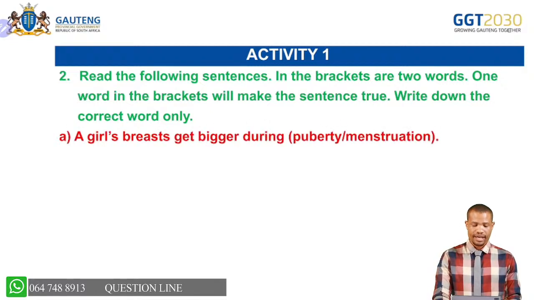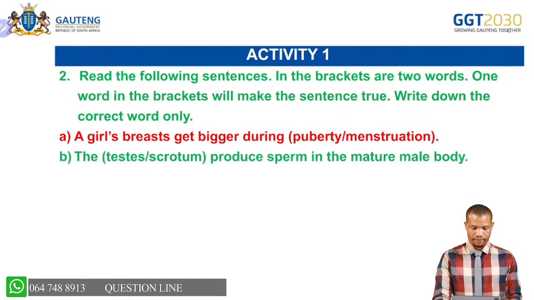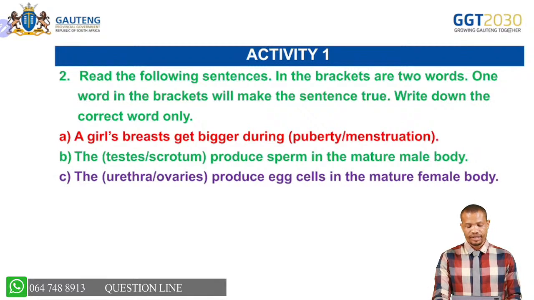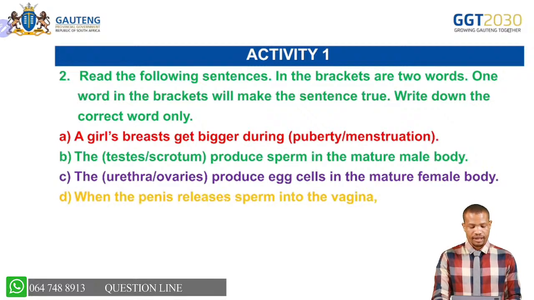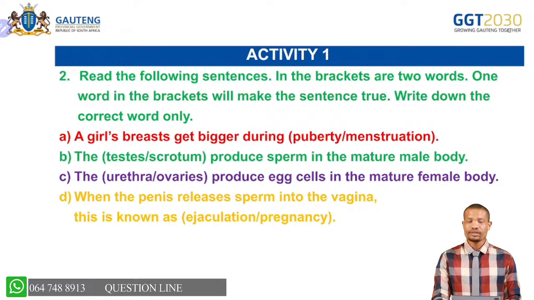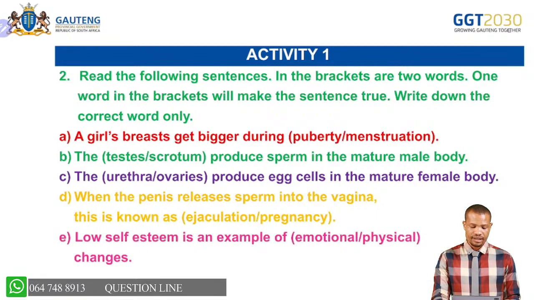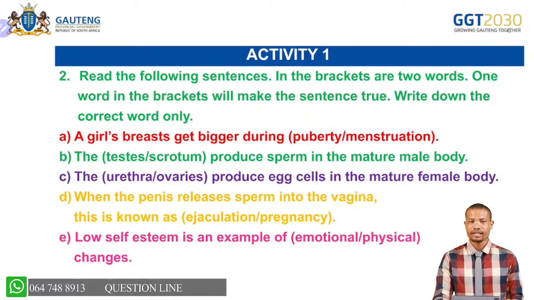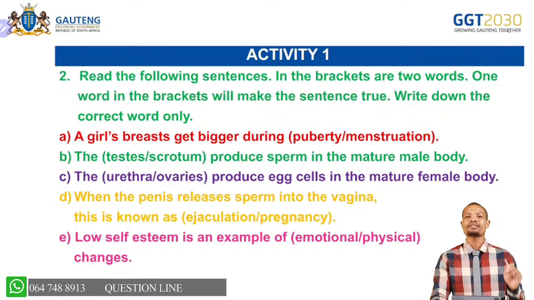So the first one we had, a girl's breasts get bigger during puberty or menstruation. The testes or scrotum produce sperm in the mature male body. The urethra or ovaries produce egg cells in the mature female body. When the penis releases sperm into the vagina, this is known as ejaculation or pregnancy. And lastly, low self-esteem is an example of emotional or physical changes. Okay, so the last question, you can cancel the last question from the questions that you did, and we will do this one together because it's different.